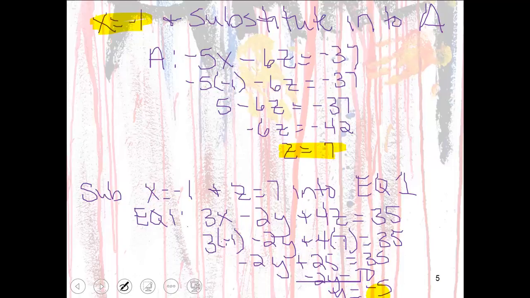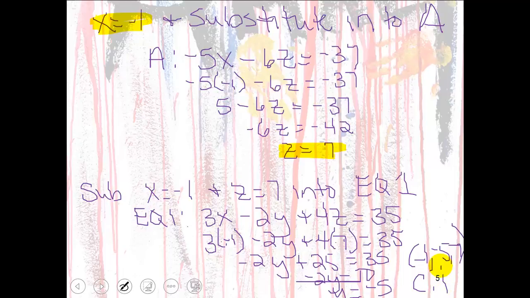So my solution is negative 1, negative 5, and 7. Okay, negative 1, negative 5, and 7. And that's going to be consistent, independent.